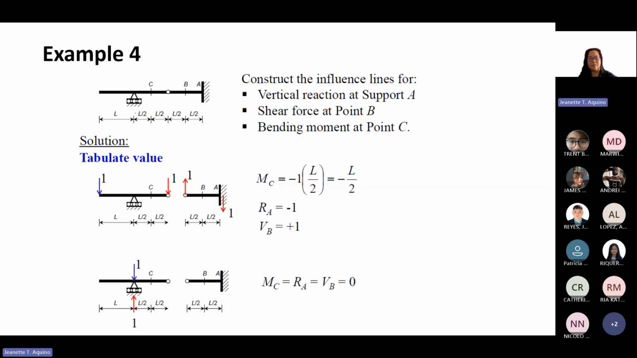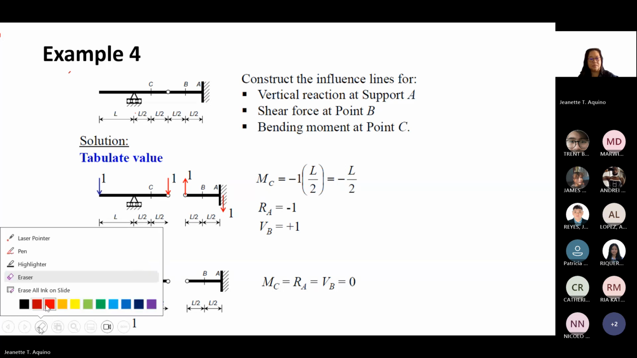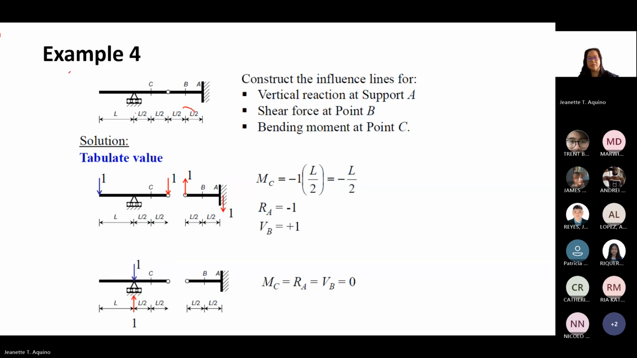What is RA? And then a bending moment at point C. So okay, reaction at point A, and then shear force at B, and bending moment at C.